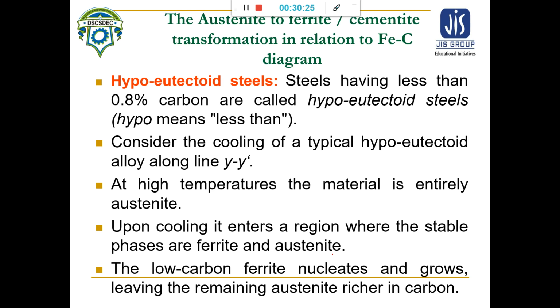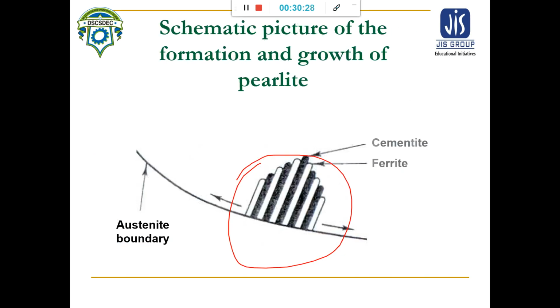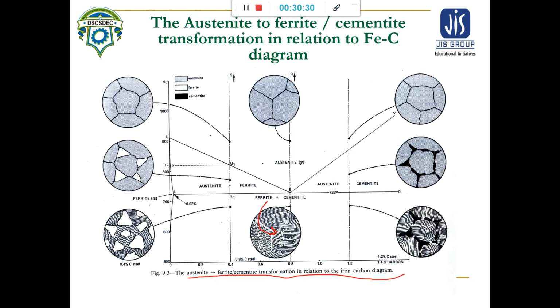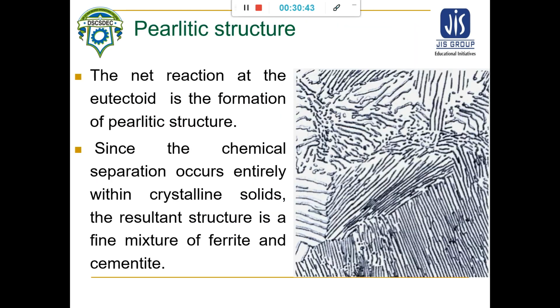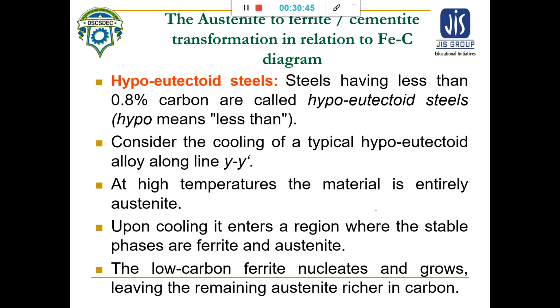Now for hypoeutectoid steel, what is hypoeutectoid steel? See in this figure, this is our eutectoid reaction point. The steels that fall on this side are known as hypoeutectoid steel, and this side is known as hypereutectoid steel. Hypoeutectoid steel has less than 0.8% of carbon. Hypo means less, and consider a typical hypoeutectoid steel along the YY line.